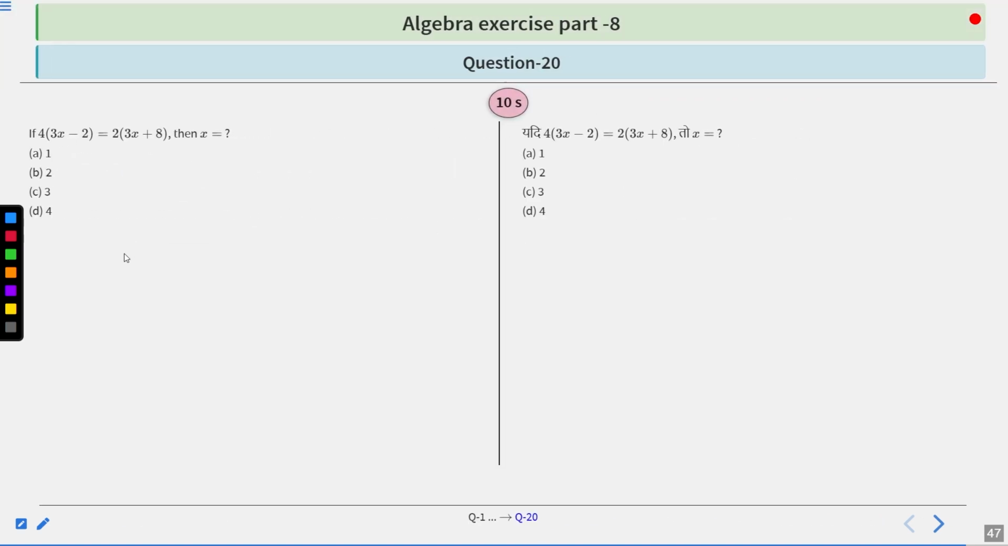Next, if 4 times of 3x minus 2 is equal to twice of 3x plus 8, then x equal to question mark. And the options are option A 1, option B 2, option C 3, and option D 4. These are the options, and I'm giving you 10 seconds to find out the correct answer. After that, I will do the solution for you.